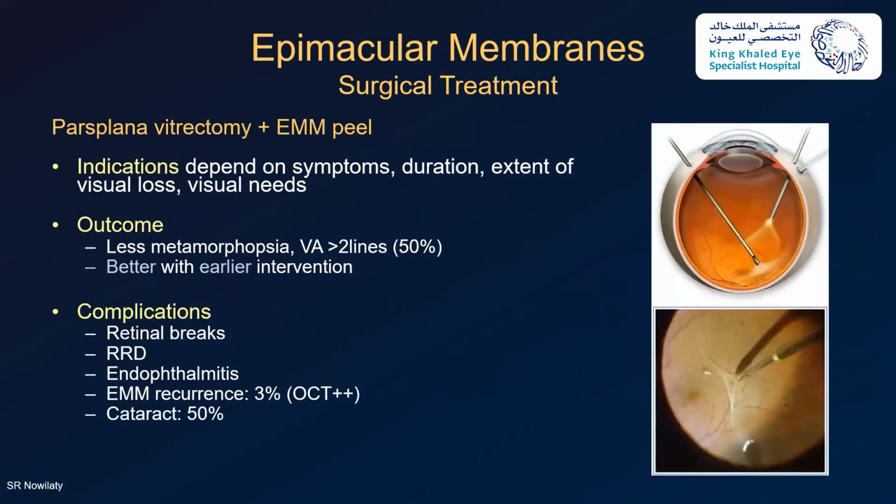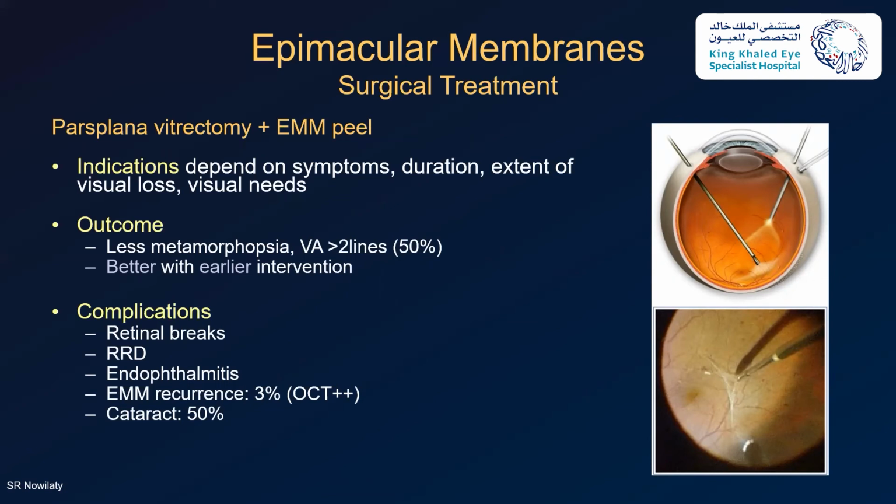So, how do we treat epiretinal membrane? Surgery, by doing a vitrectomy and epimacular membrane peel. And of course, the indication will depend on the symptoms and the extent of the visual loss and the duration of the visual loss and the visual needs of the patient. In general, the outcomes are not too bad.